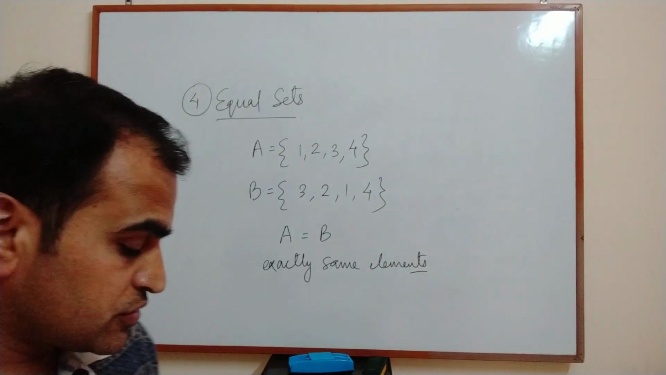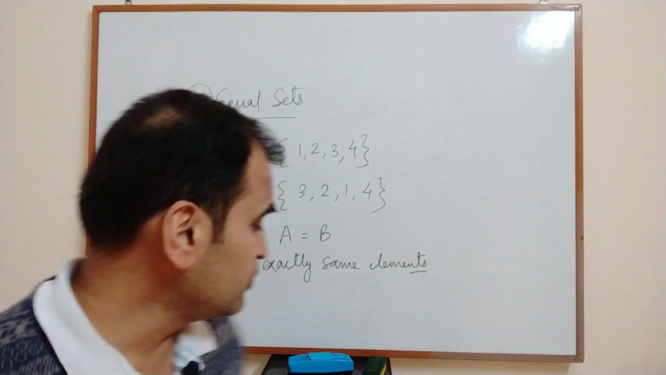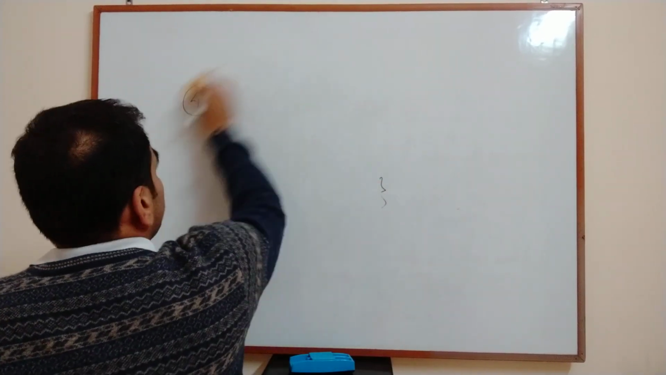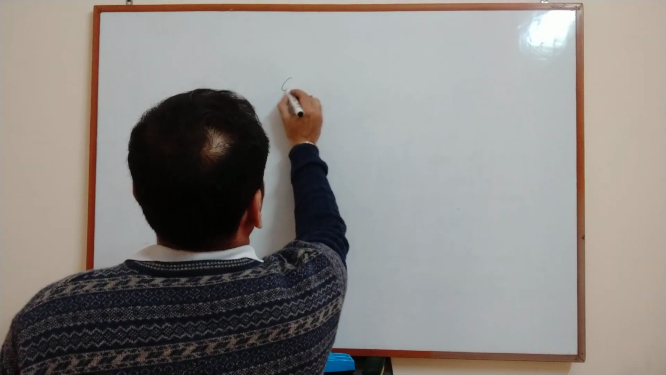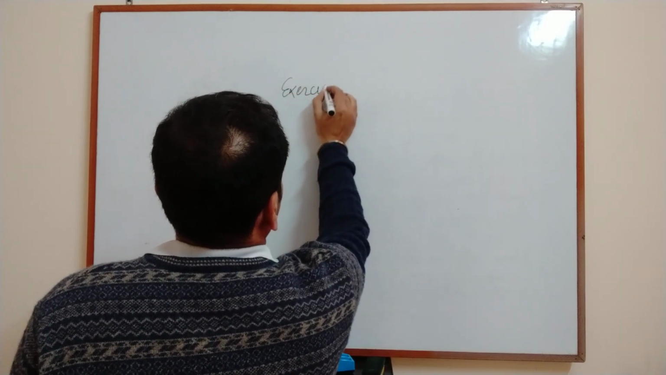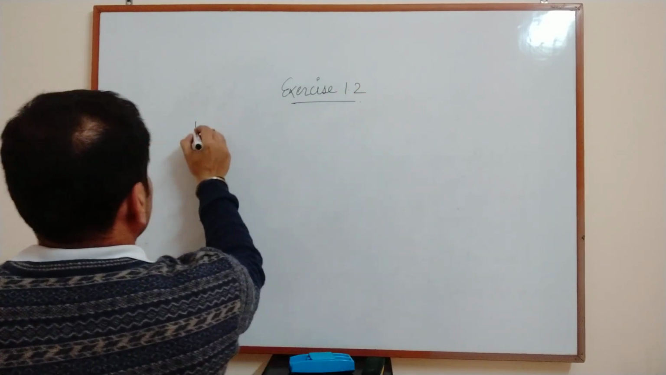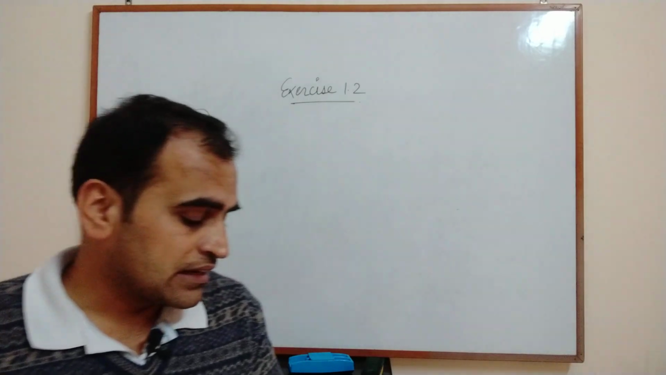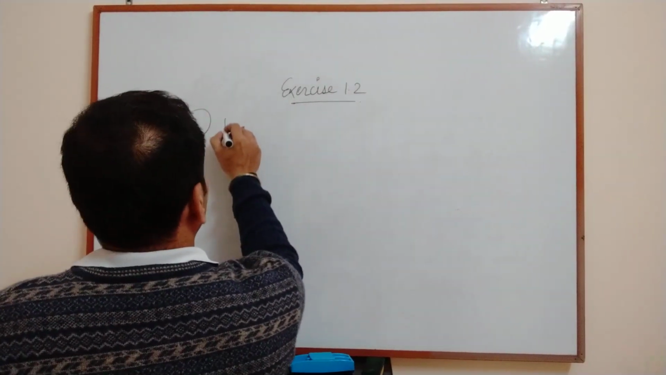Now, based on these types of sets, we have exercise 1.2. Let's come to the second exercise of chapter 1.2. In the first question, we have: which of the following are examples of null set. Null set and empty set are both the same.